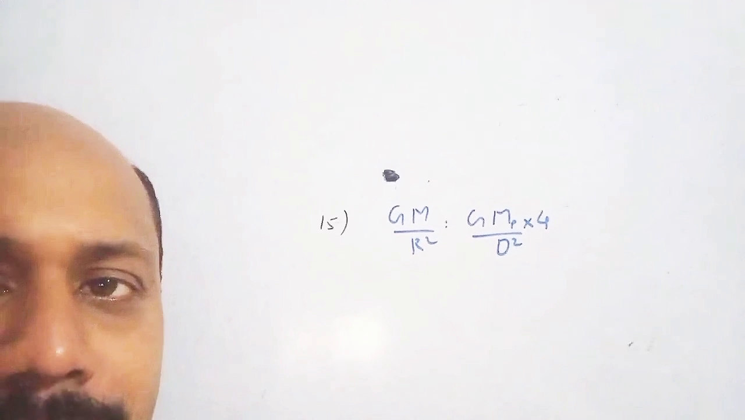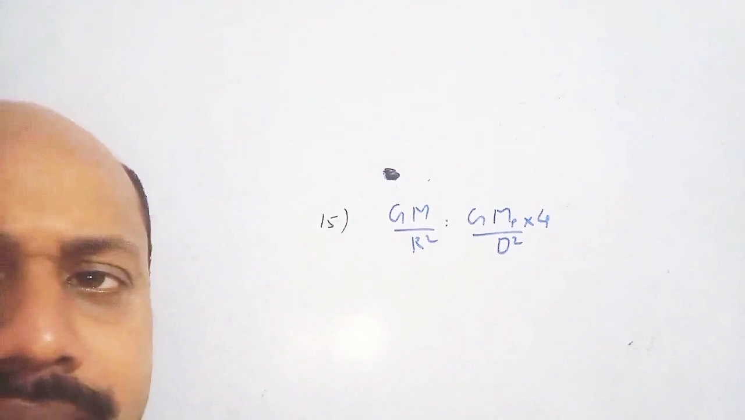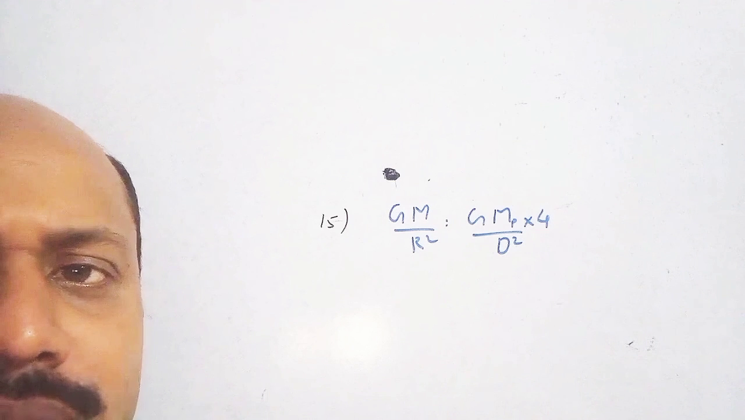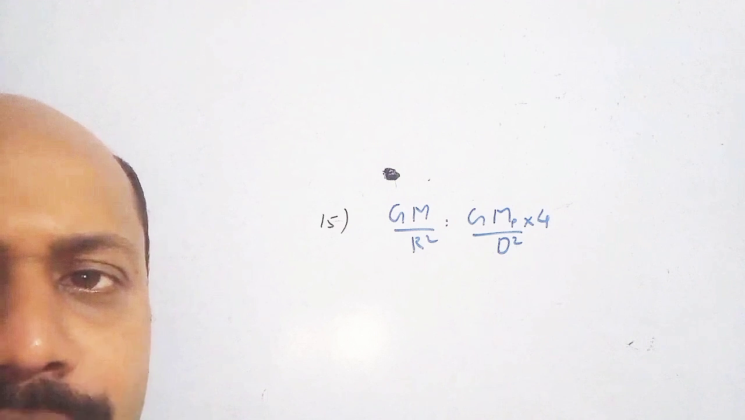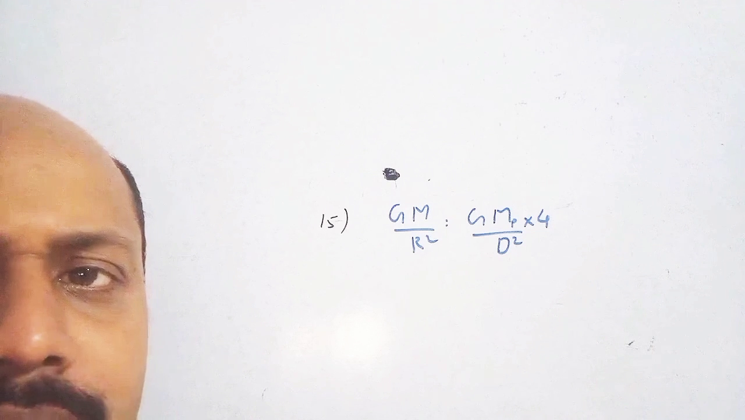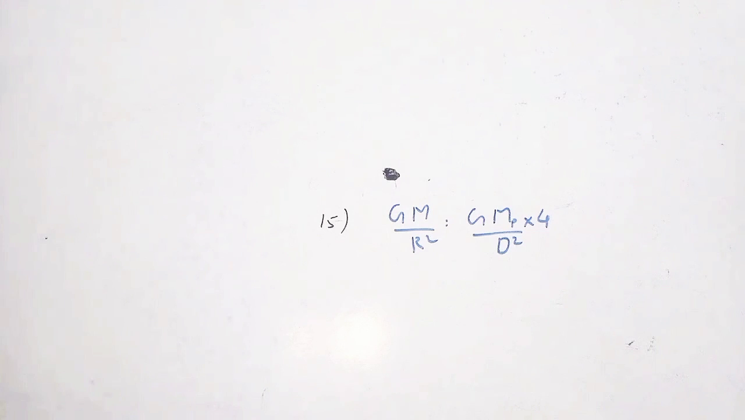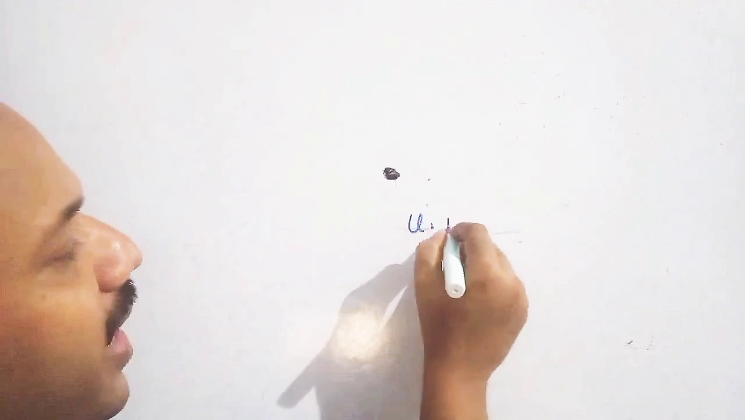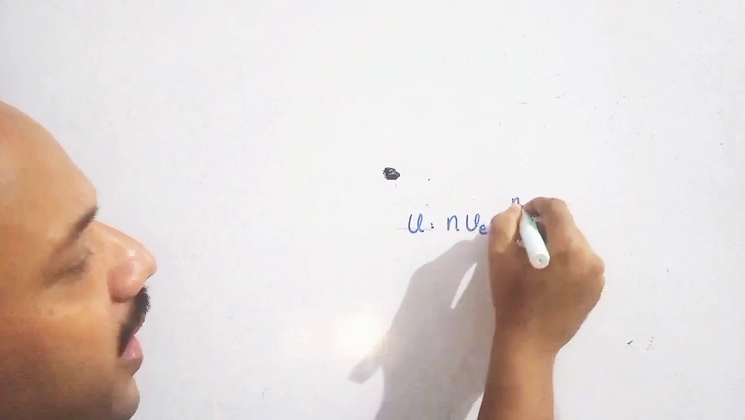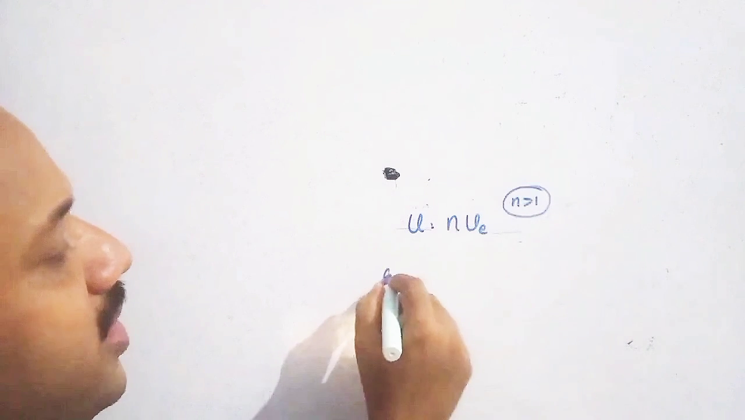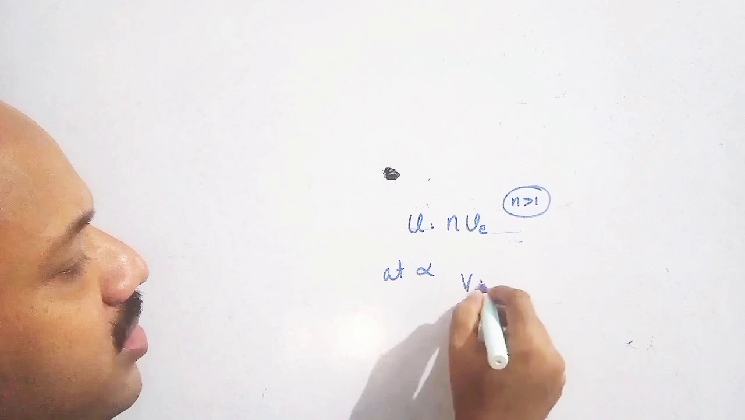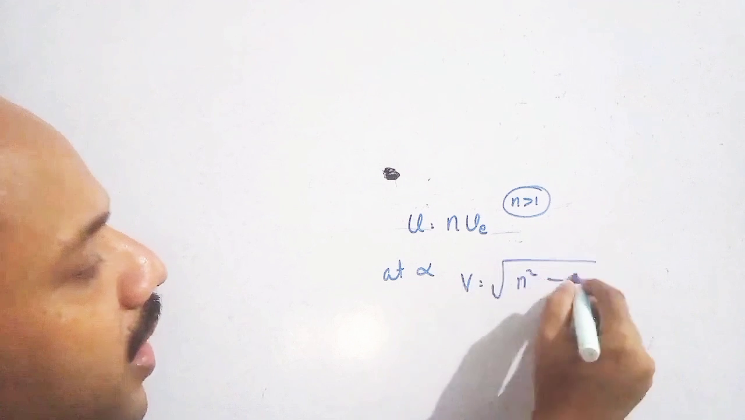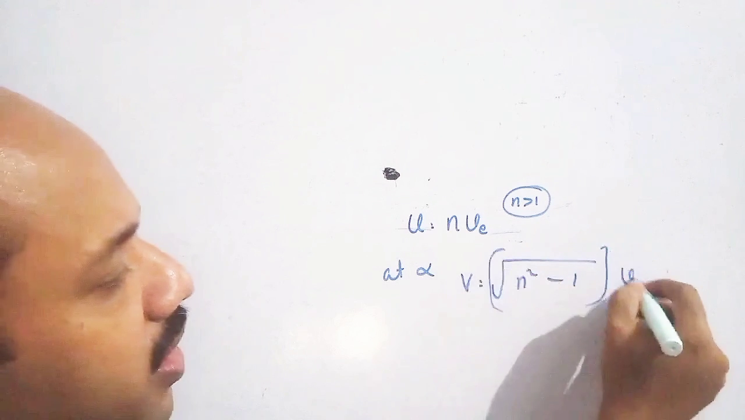Yes, 17. The escape velocity from the surface of Earth is V escape, VES. A body is projected with a velocity 2 VES. With what constant velocity will it move in the planet space? Can I say a shortcut? If an object is thrown with a velocity u equal to n Ve from the surface of Earth where n is greater than 1, the velocity at infinity is equal to root of n square minus 1 into Ve, right?